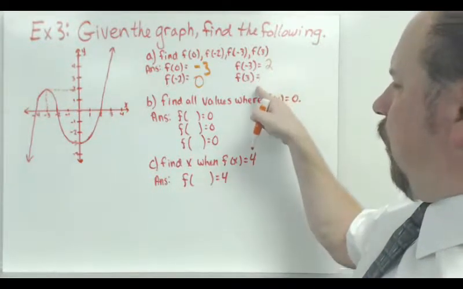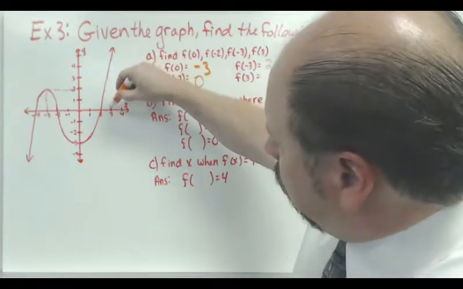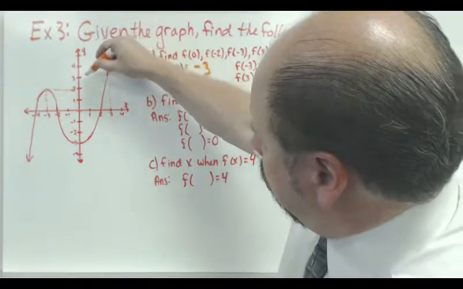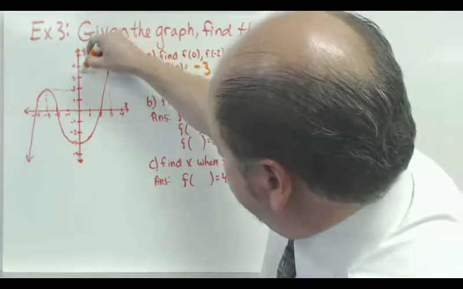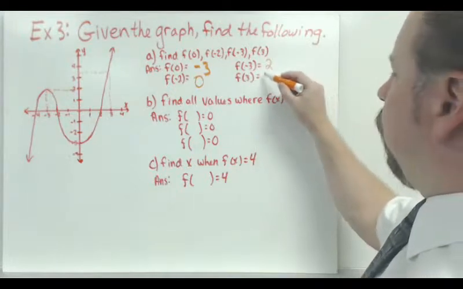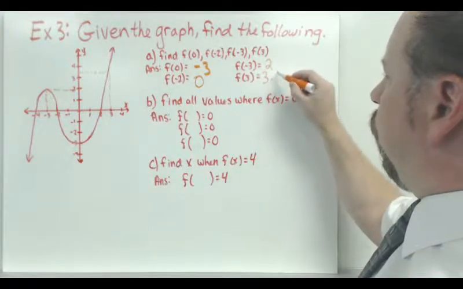And then f of +3. Well, if we go over here to +3 and go straight on up, it looks like our y value is about 3.5. So 3.5.